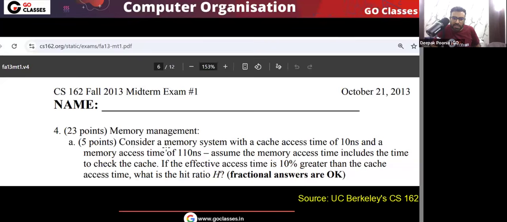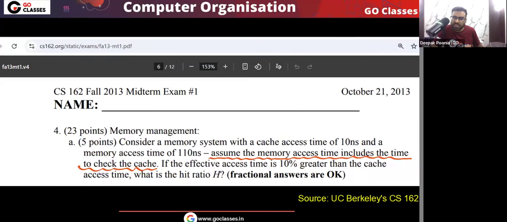The question says: consider a memory system with a cache memory. Cache memory access time is 10 nanoseconds and main memory access time is 110 nanoseconds. There is a statement in this question that main memory access time, that is 110 nanoseconds, assumes that the memory access time includes the time to check the cache memory. Read this line. Remember, when we have a single level cache memory, the main memory access time is the same as miss penalty. Yes or no?